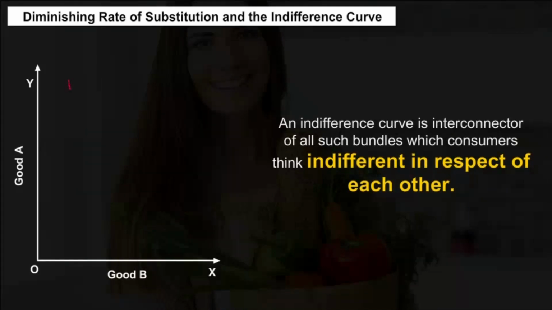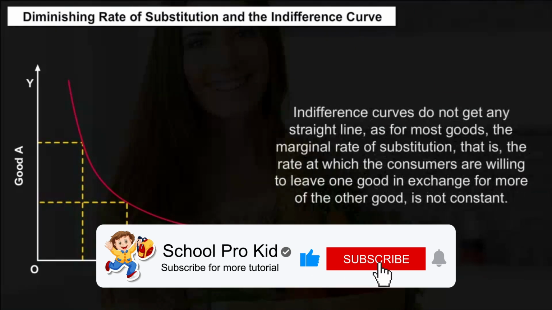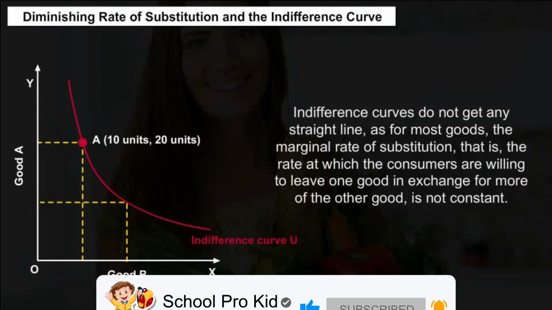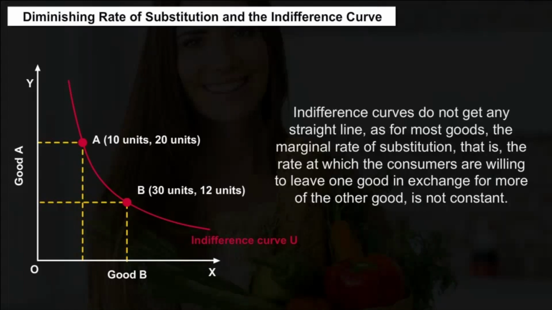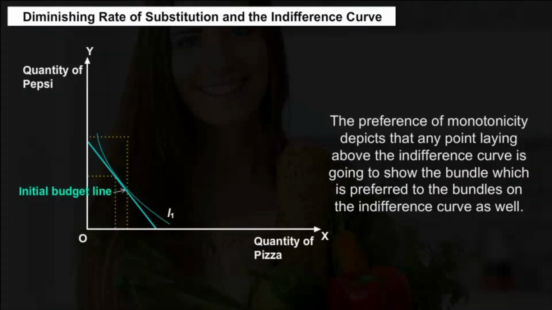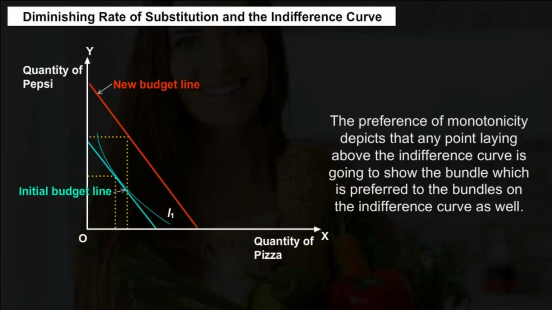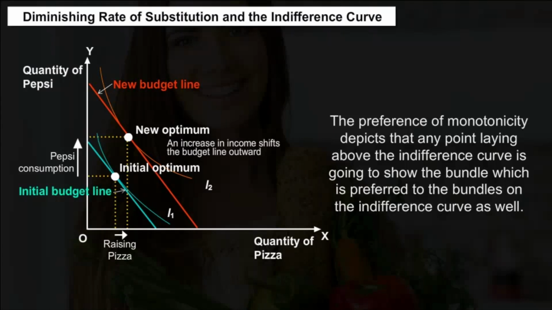An indifference curve connects all such bundles which the consumer thinks indifferent to each other. Indifference curves are not straight lines, as for most goods the marginal rate of substitution, that is, the rate at which the consumer is willing to give up one good in exchange for more of the other good, is not constant. Monotonicity of preferences implies that any point lying above the indifference curve shows a bundle which is preferred to the bundles on the indifference curve as well.